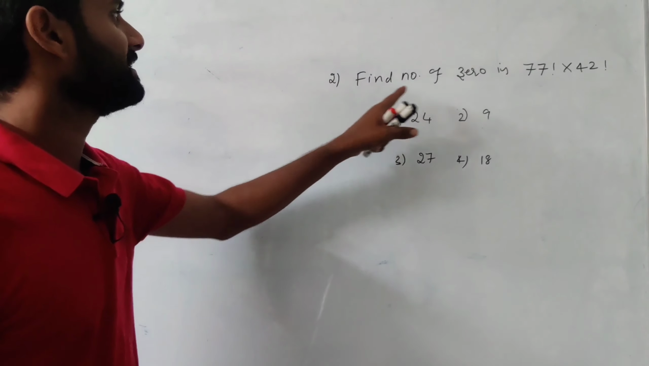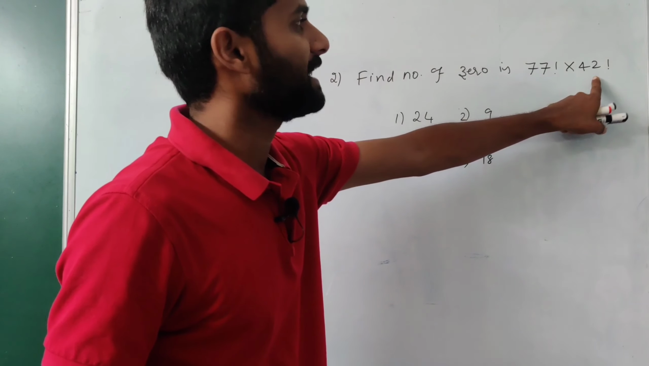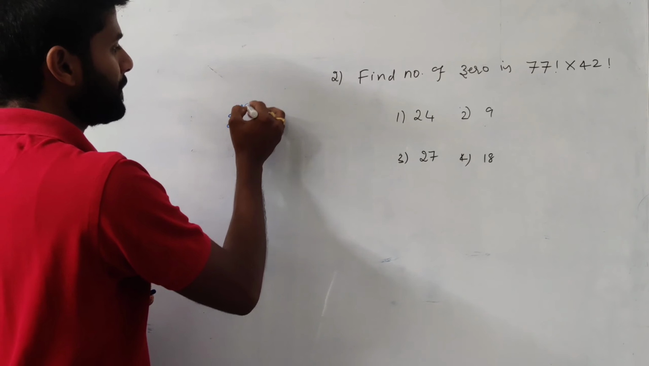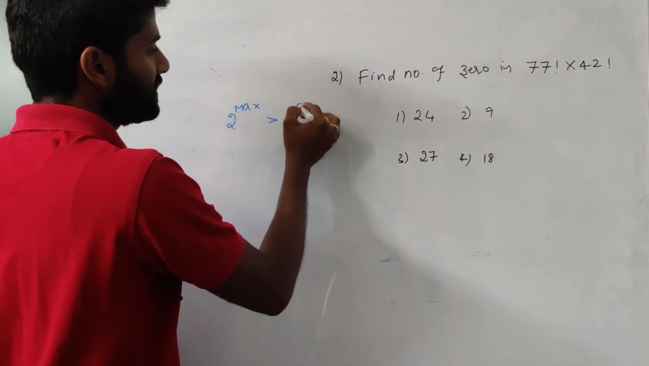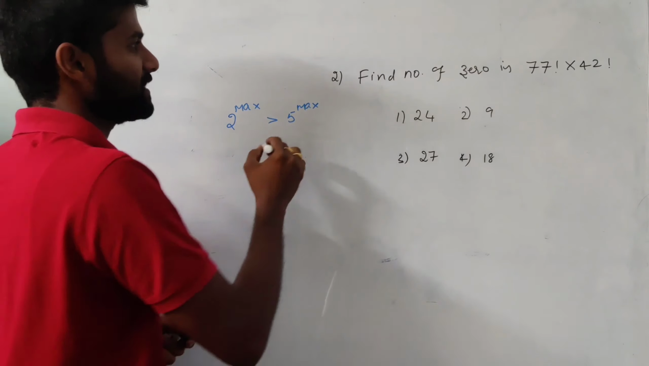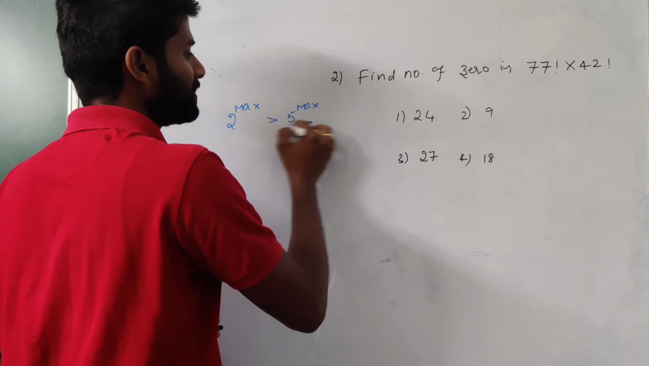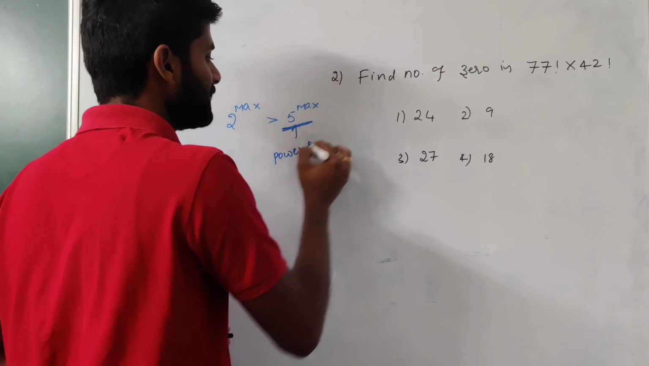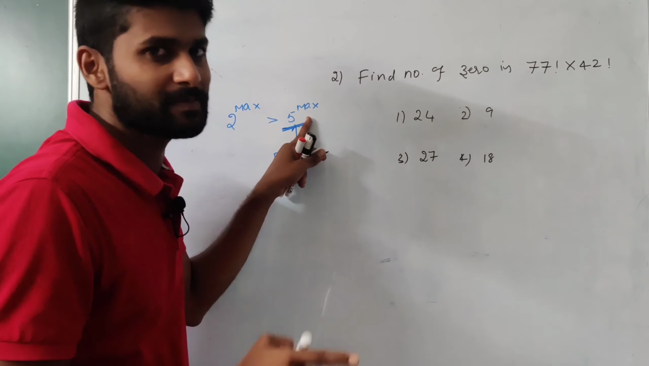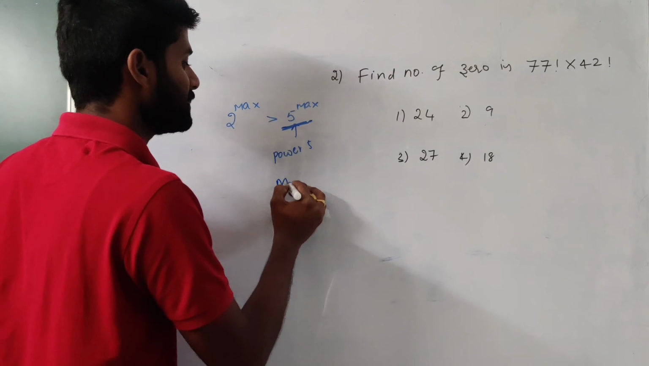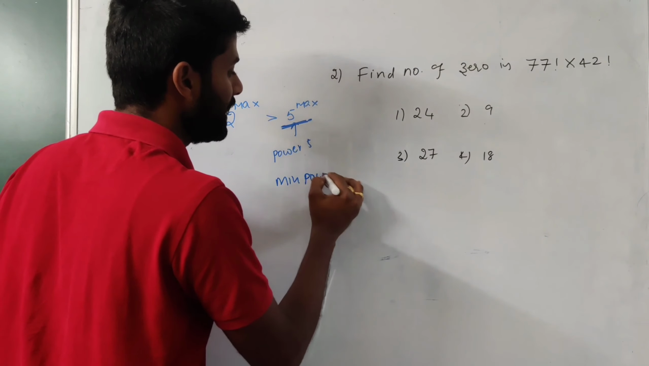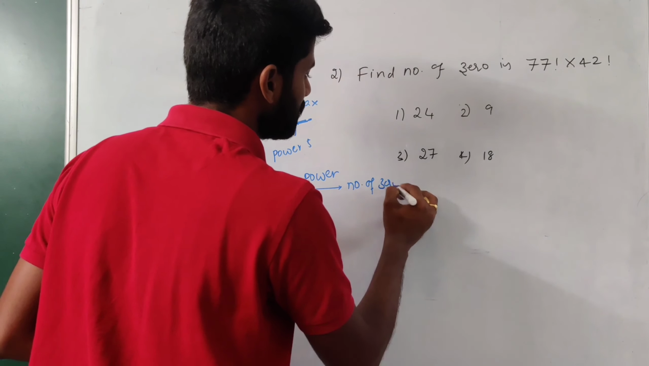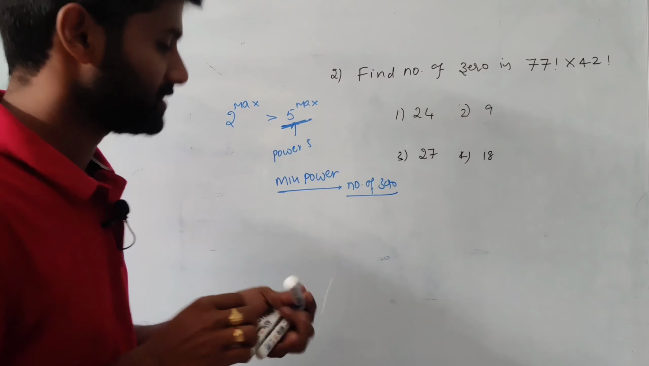Next, find the number of zeros in 77 factorial and 42 factorial. Go directly. I already mentioned that the maximum power of 2 is always greater than the maximum power of 5. So find the power value of 5, because this power value is always the minimum. Whatever the minimum power value is, it decides the number of zeros. That is your concept. Then go with the direct method.